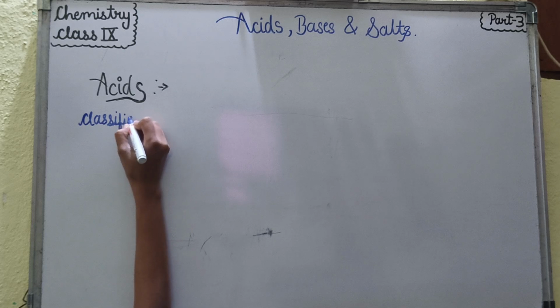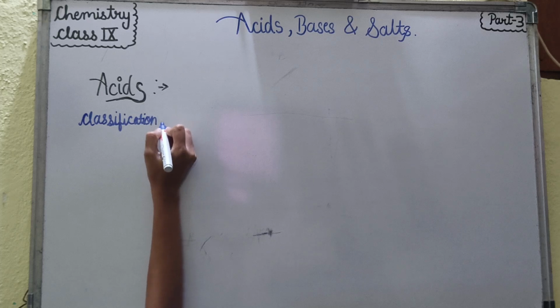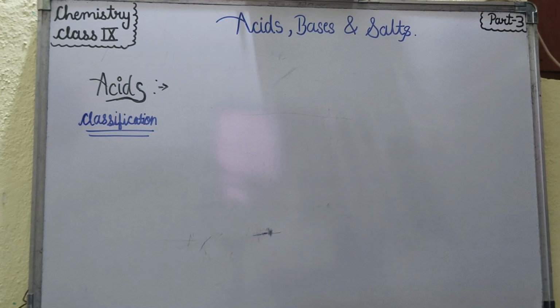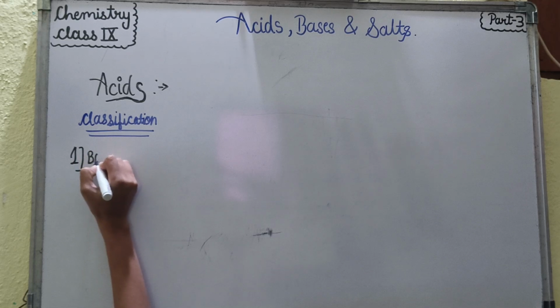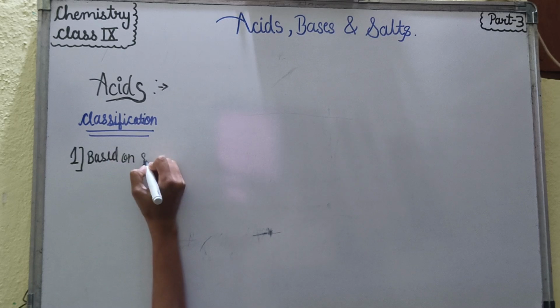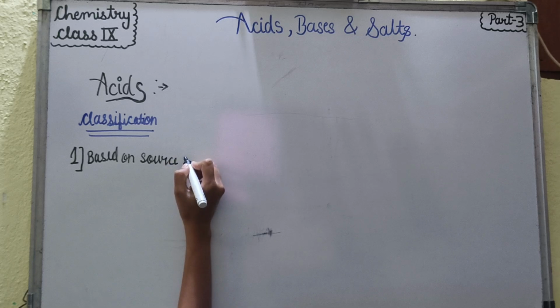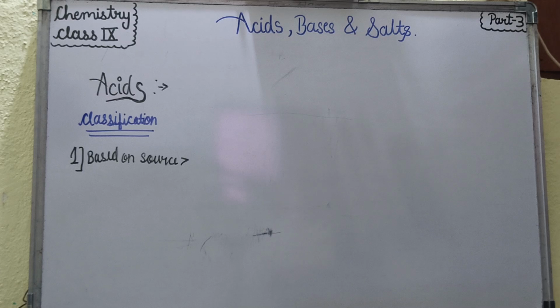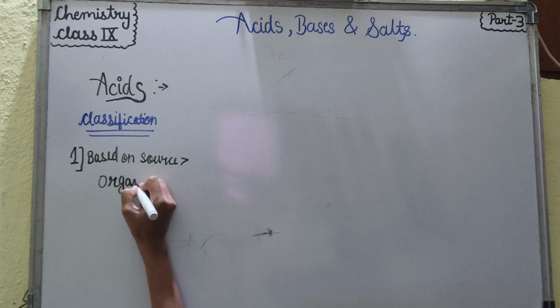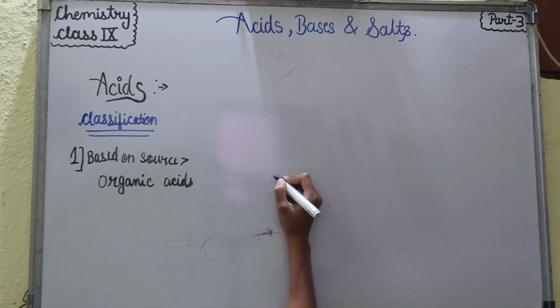Classification. Acids are classified into different types based on the factors of source, strength, concentration, presence of oxygen, and basicity. First one is based on source. Based on source, acids are classified into organic acids and inorganic acids.